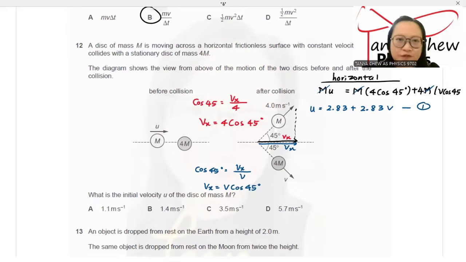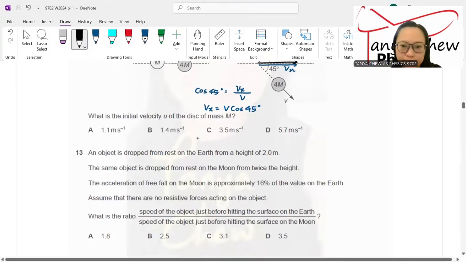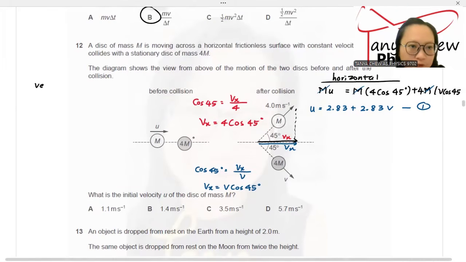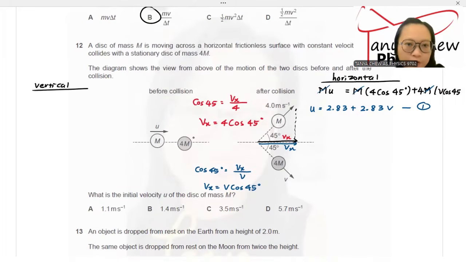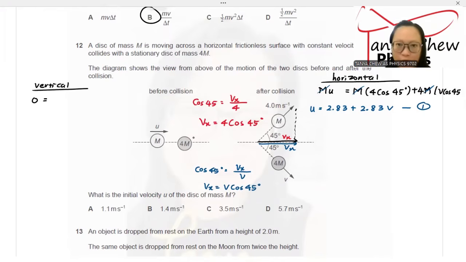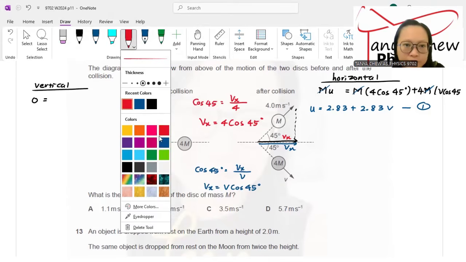And after that, because I have two unknowns and I'm supposed to find the value of U, I am going to resolve into the vertical direction. In the vertical direction, initial momentum has to be equal to 0 because U is acting in the horizontal direction. Now for the vertical direction, I want you to look carefully. I'm going to use a different color, maybe green, to show you.